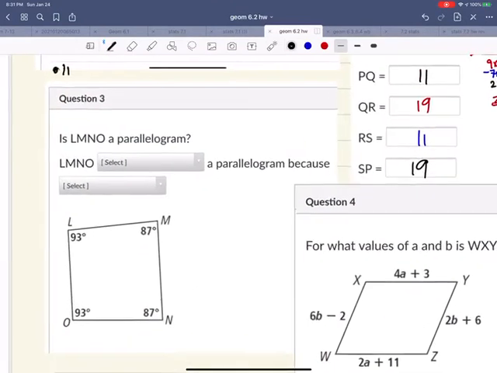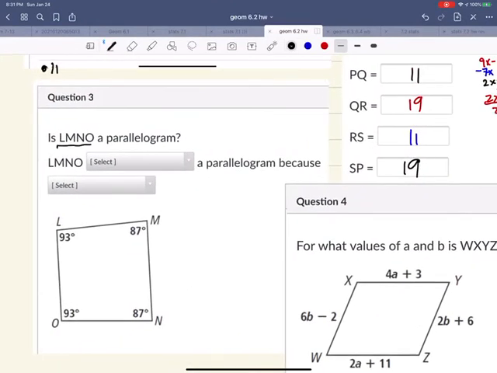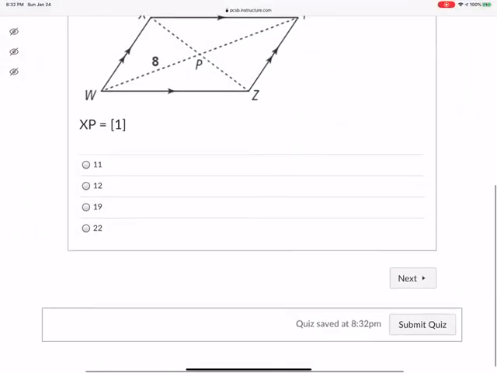So if we look here, it says, is LMNO a parallelogram? It is not a parallelogram because, as we said in class, one of the reasons is the opposite angles are not congruent. So let's see what my choices are here.